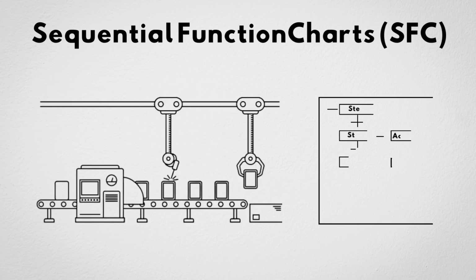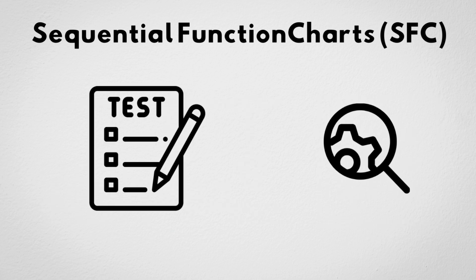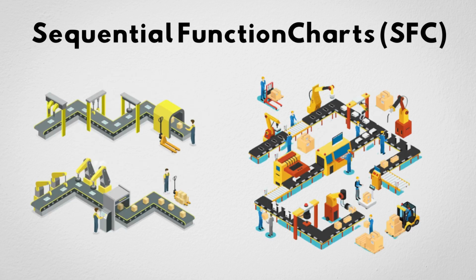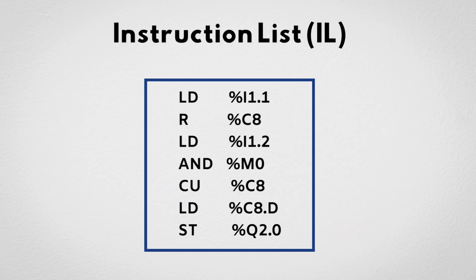A major benefit to using SFC is how it can simplify a complicated process by dividing it up into more manageable parts. It also can be easier to test and troubleshoot than some of the other languages here. SFC is ideal for complex multi-state processes, linked processes, when there are multiple processes to be run in parallel or sequentially, and batch production.